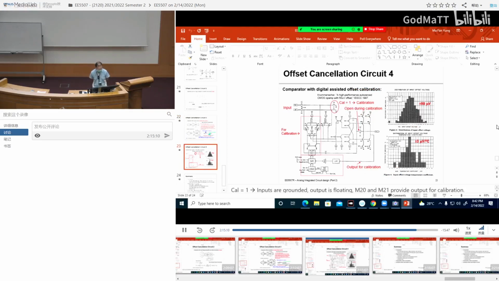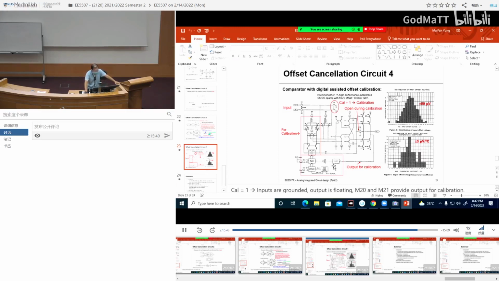Another circuit. Here also, they call it offset calibration, which is cancelling the offset. You see here, the original offset distribution is plus minus 50 microvolt. After you do the calibration offset cancellation, you bring it down to plus minus 3 microvolt. So almost better than 90% cancellation. But it's the same thing.